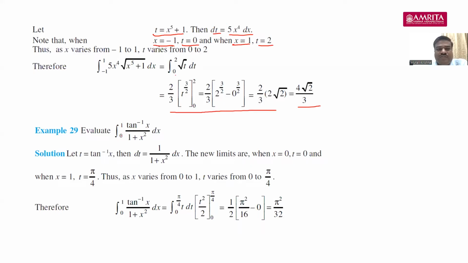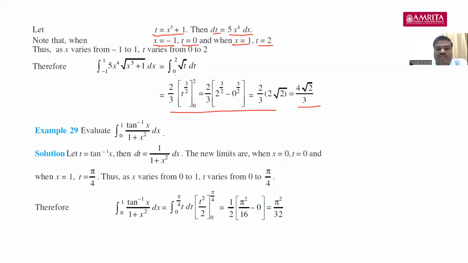And see this question again, substitution method: integral 0 to 1, tan inverse x by 1 plus x square dx. I think everyone knows the derivative of tan inverse x is 1 by 1 plus x square. So that 1 by 1 plus x square is appearing. So I hope you understood what you are supposed to take as the substitution variable. So t equal to tan inverse x, if you take, then dt is 1 by 1 plus x square dx.